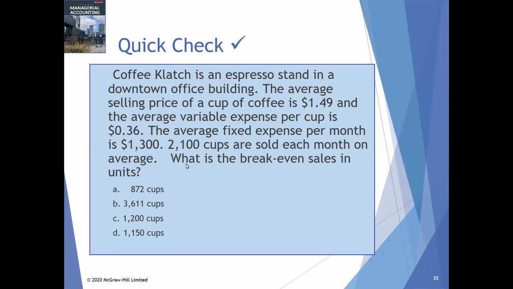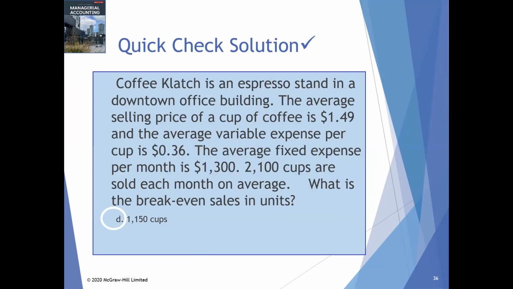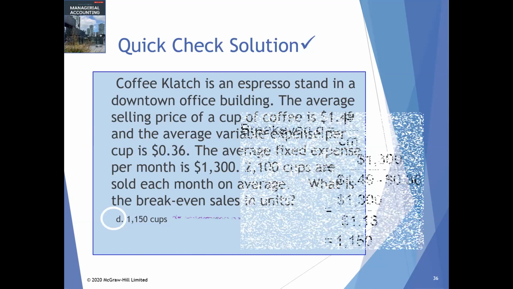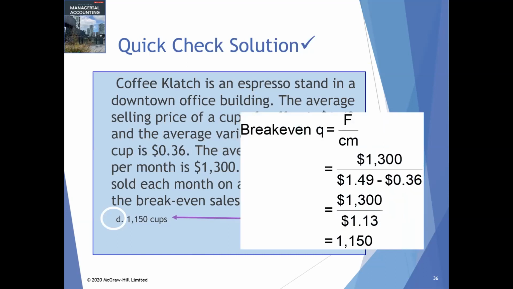Okay, so what is the break-even sales in units? The right answer here is 1150 cups, right? If the cups come in fractions, no problem, you can take it like this. So we know that 1300 divided by 1.13 will be 1150, right? So this many cups they need to sell, and that will be the break-even point.